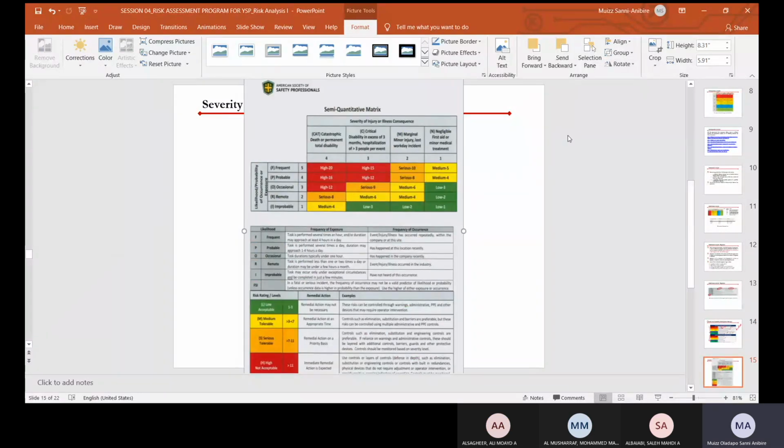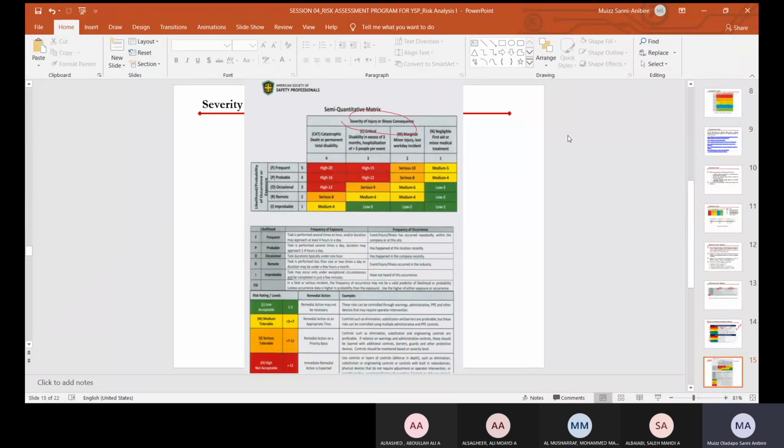So you can see that in this slide we have basically severity or illness consequence here, and over here we have the likelihood. This is called the risk matrix anyway. We're going to discuss the risk matrix in some other lecture, but it's not really a very big deal. All right. So here we can see we have a 4x5 matrix.